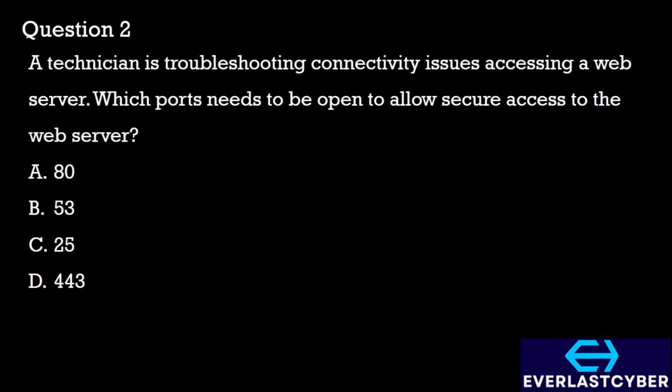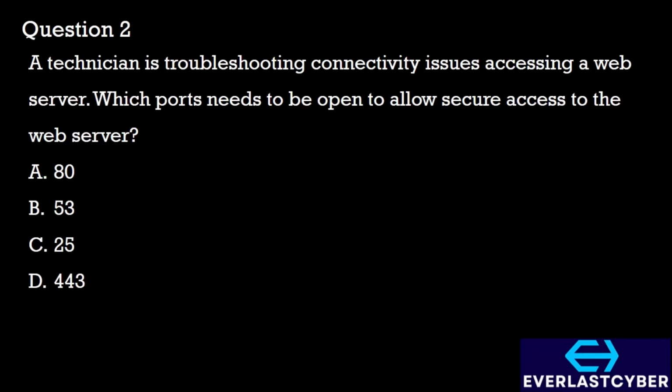Question 2. A technician is troubleshooting connectivity issues accessing a web server. Which port needs to be open to allow secure access to the web server? A. 80. B. 53. C. 25. D. 443. Going through the options, port 80 is used by HTTP, which is not secure because the data is transmitted unencrypted. Port 53 is used by DNS to translate domain names into IP addresses, but it does not relate to secure web server access.